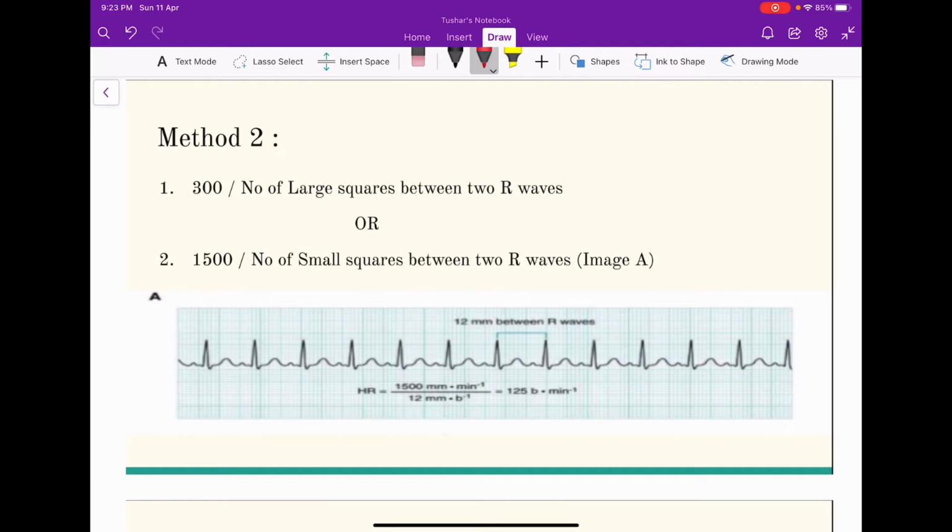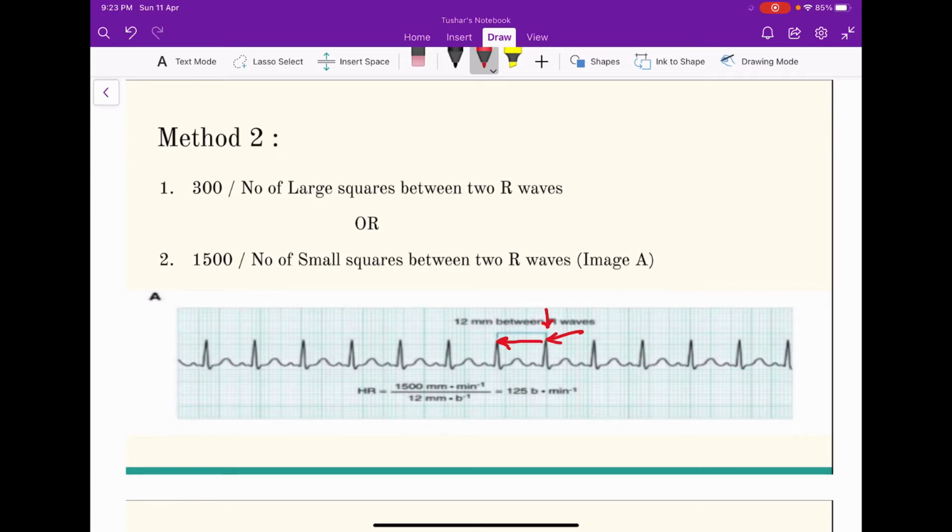So here, when you calculate, look at the QRS complex. Even over here, the QRS complex which is selected falls onto the border of the large square, and then the rate is measured from here up to this QRS complex.